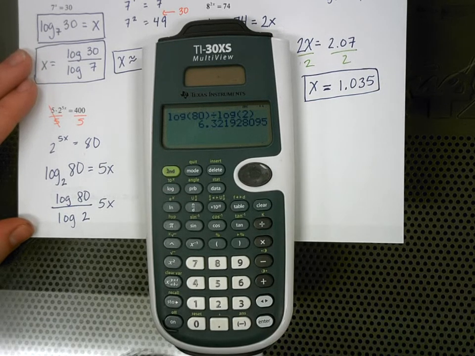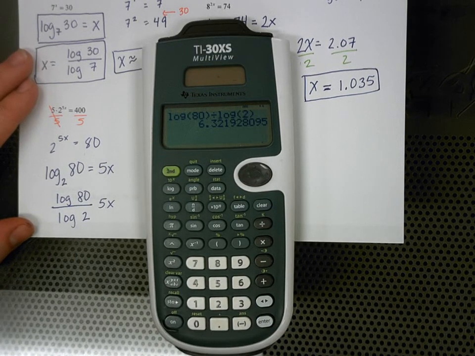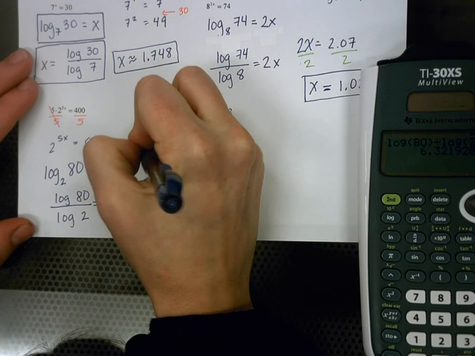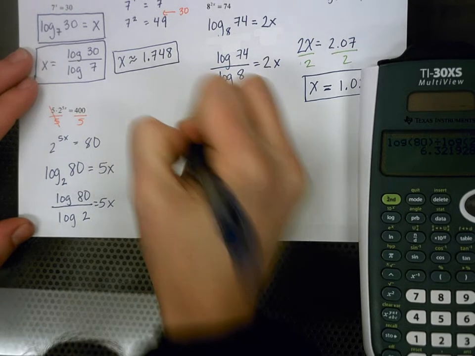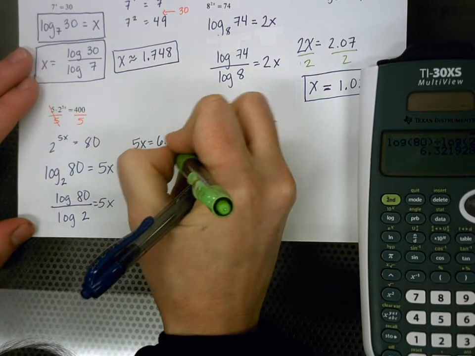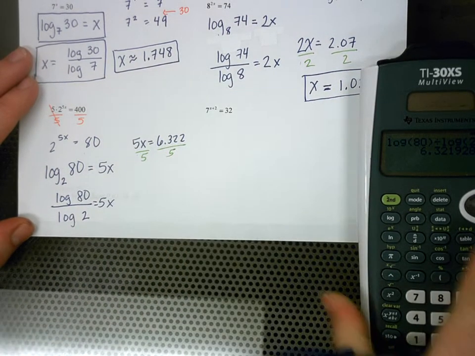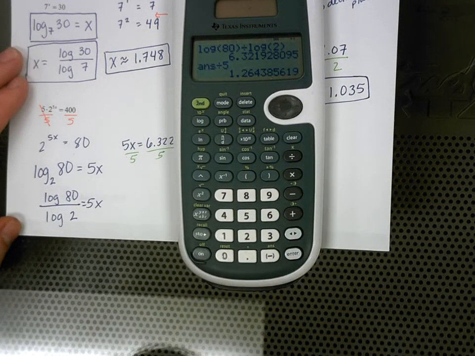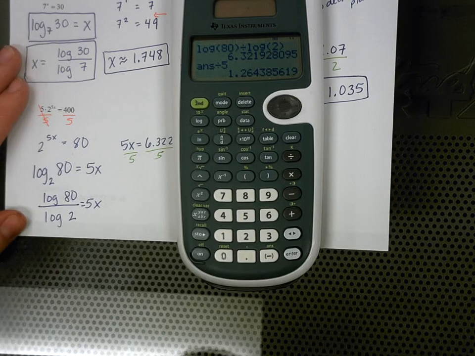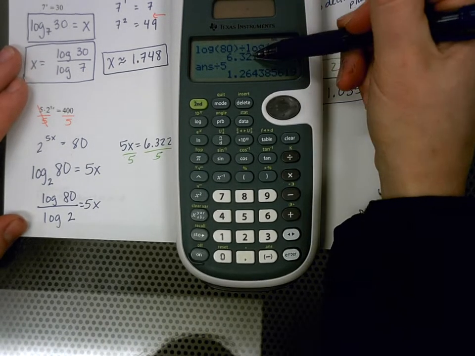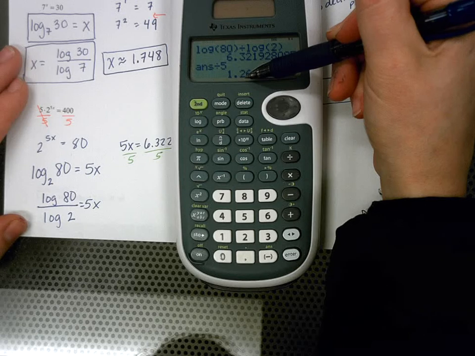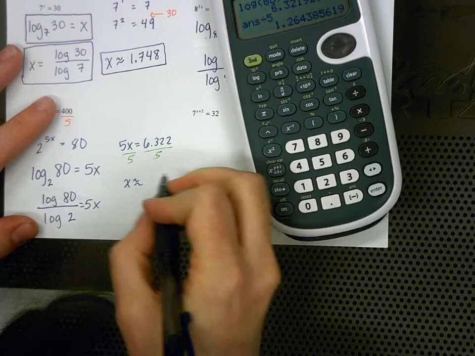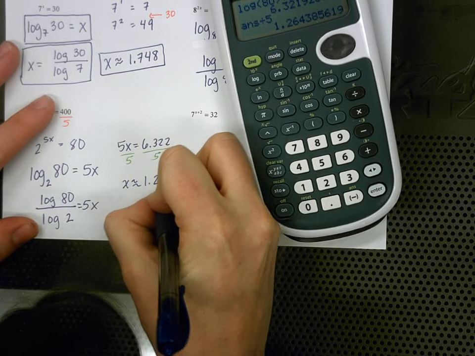All right, 6.322. There should be an equal sign here. So 5x equals 6.322. I'm going to divide each side by 5. And we get 1.264. Notice how I left the value on my calculator and then divided by 5 in order to get the most accurate answer. So x is 1.264.